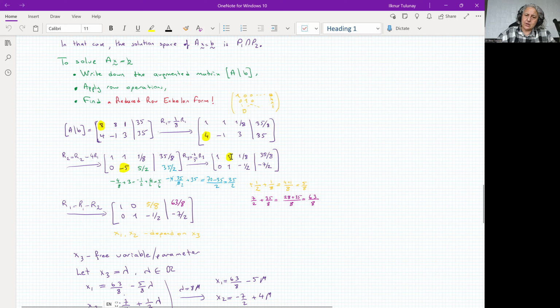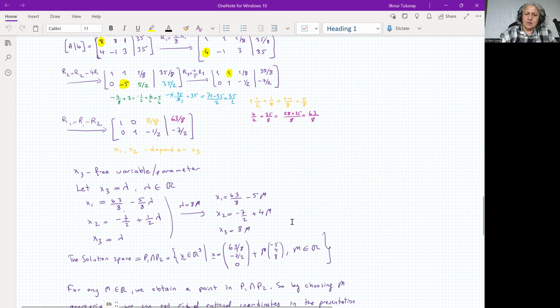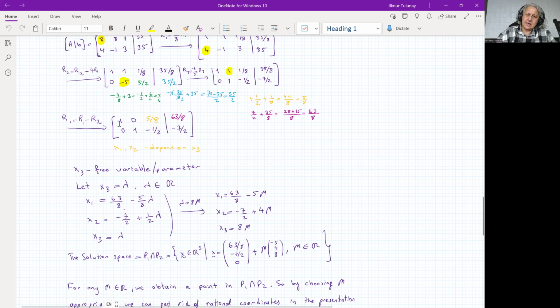So I want this position 0. In order to do this, you multiply this by -1 and add to the line above. So these are the numbers. As you see, it gives me directly the solution. I see x1 and x2 depending on x3. So x3 is a free variable. Let's say x3 is equal to lambda. These are the constant terms, and we take the x3, lambda, to the other side.